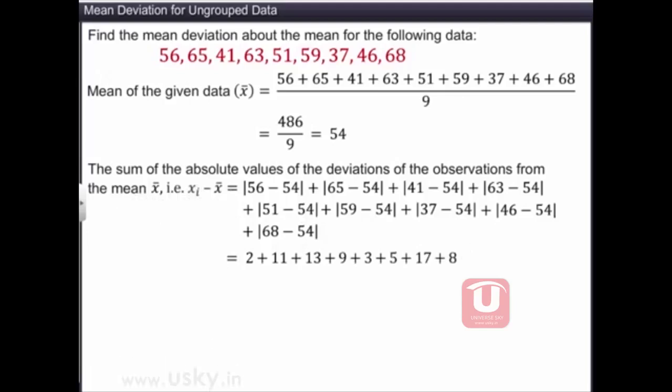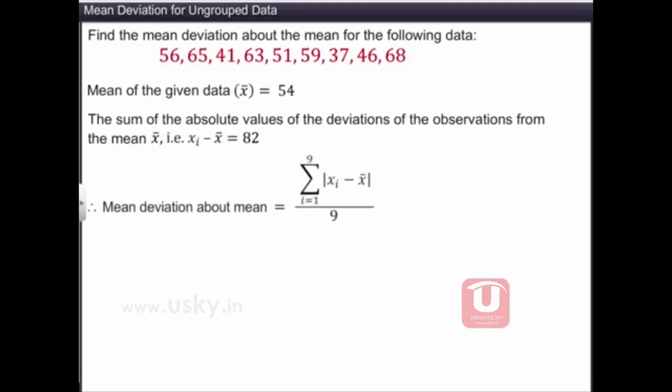We get the sum of the absolute values of the deviations equal to 82. Therefore, the mean deviation about the mean is equal to the sum of the absolute values of the deviations divided by the number of observations. This is equal to 9.11.